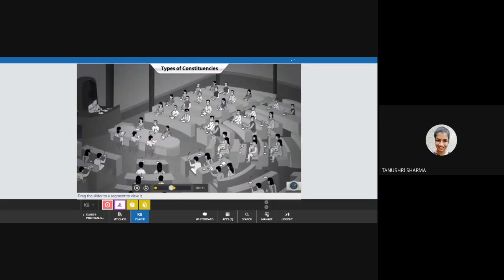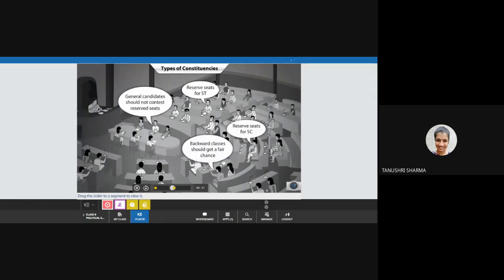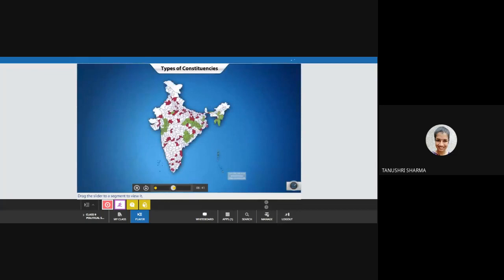This is because the architects of our constitution wanted these sections to be fairly represented in the parliament. Without such support, a section of people who are economically weak and lack resources would not stand a chance to win elections. In the current Lok Sabha, 79 seats are reserved for the scheduled castes and 41 seats are reserved for the scheduled tribes.